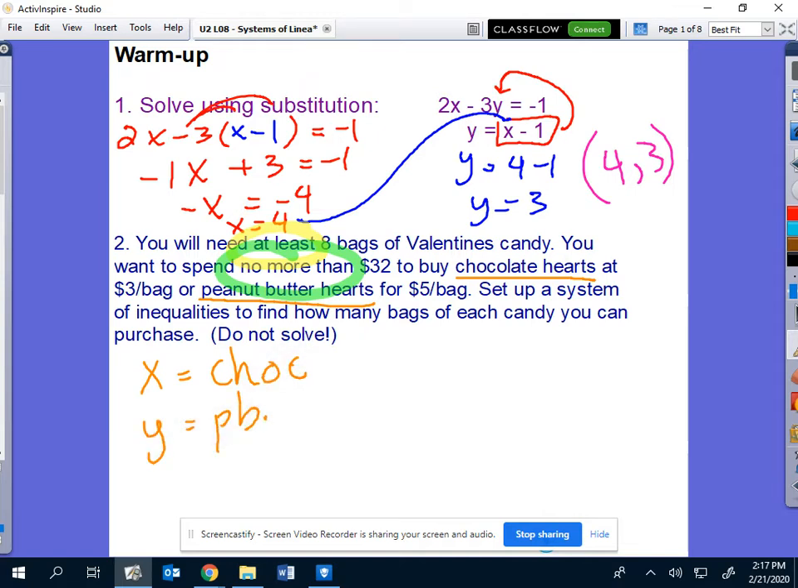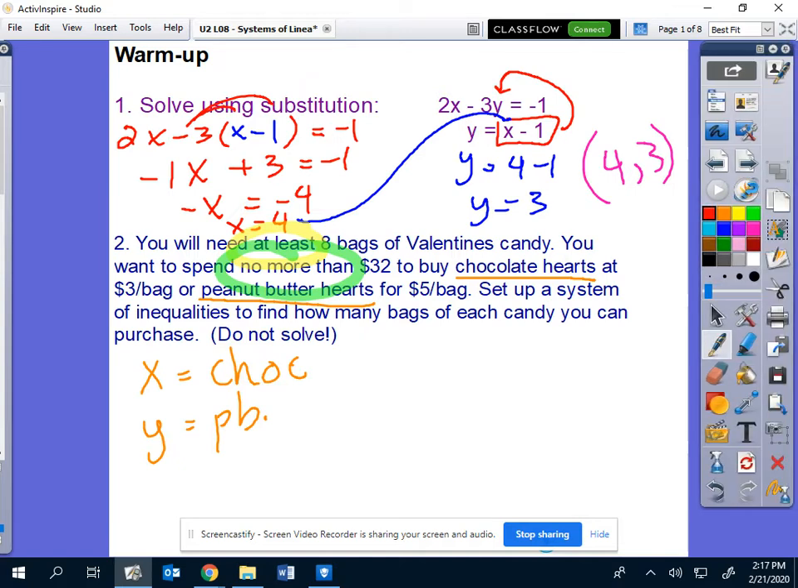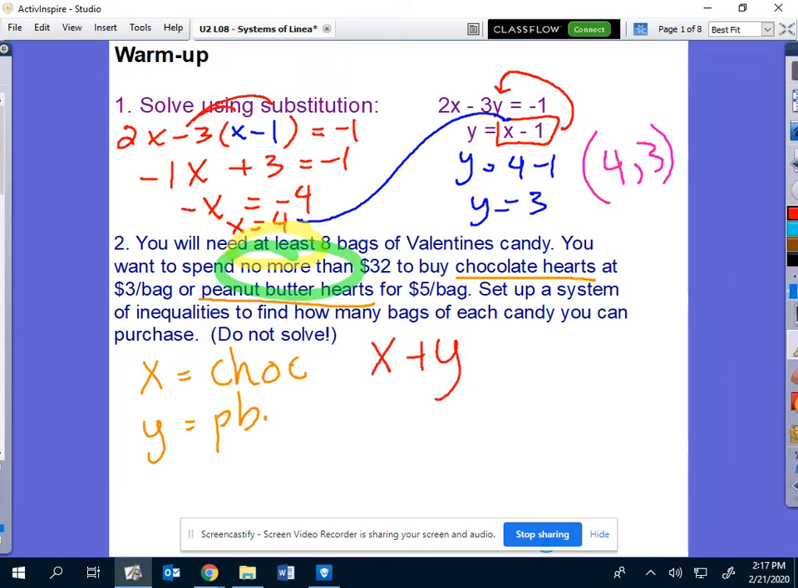Do PB there. So that very first phrase, you need at least 8 bags of Valentine's candy, is actually our first equation. X plus Y, the number of bags of chocolate, plus the number of bags of peanut butter, and then that word at least. Remember, don't get fooled. At least is not less than. It's actually greater than or equal to, because we have to have at least 8 bags.